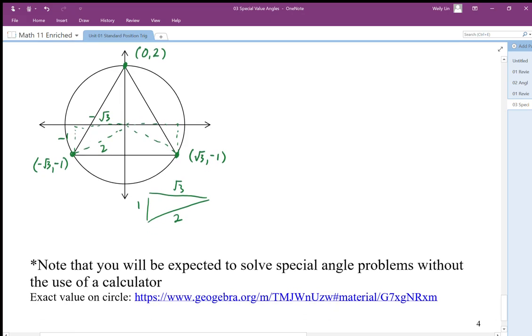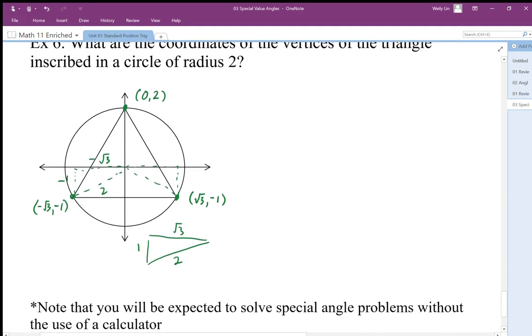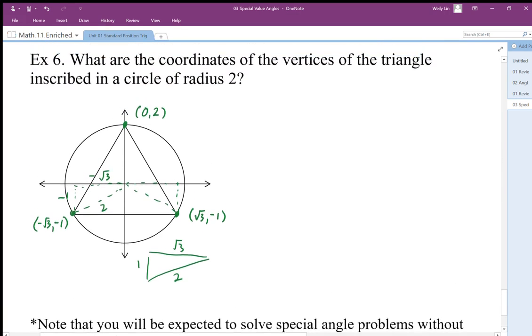So we are expected to be able to solve these special angle problems without the use of a calculator. So notice that I got angles without a calculator. Even if we want to describe this angle here, from here to here, we know the shape of this, and we know the angle that goes with that shape. That's going to be 210 degrees. We did not use a calculator to get that 210 degrees. We just get it directly from the shape.